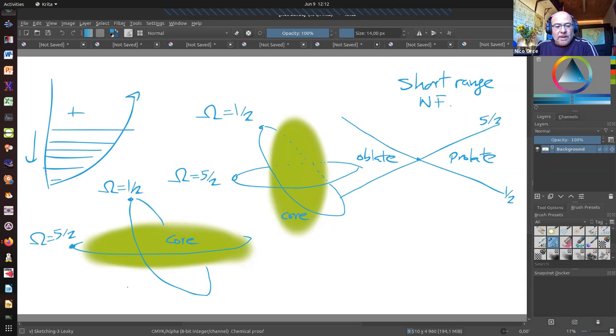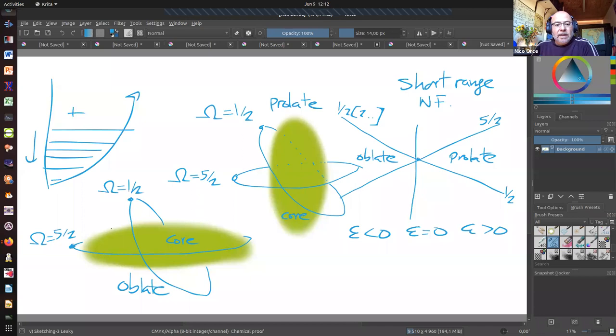And this is why in oblate you will have the one half at whatever it is. And this is zero deformation, epsilon equal to zero. This is negative for oblate, and this is positive for prolate shapes. So here we have our prolate shape, where the particle is very clearly drawn. For the oblate shape, the phi half is closer to the core. That's why this phi half comes down and becomes more bound, right? So for an oblate shape, the phi half is more bound than the one half, whereas for a prolate shape it is the other way around.